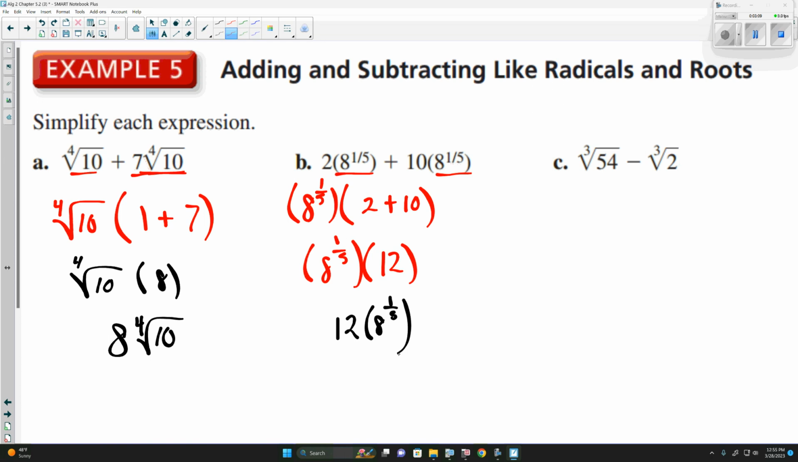Now the next one. Again, the root and what's inside have to be the same. Well, are 54 and 2 the same? No, but the roots are, because they're both cubed roots. So what we need to see is, can I rewrite the cubed root of 54 as a number times the cubed root of 2? Now we can factor this down. So one of the factors of 54 is 2.